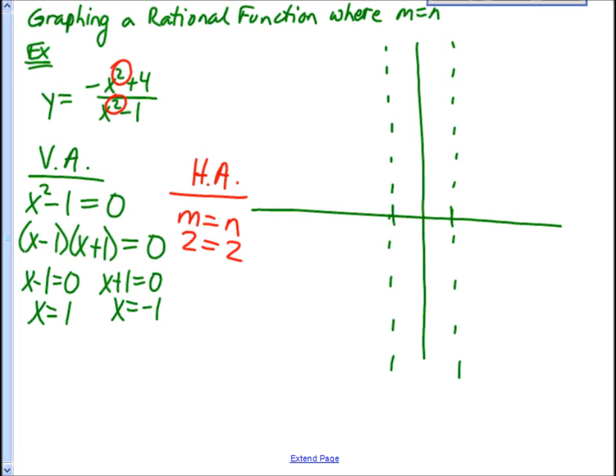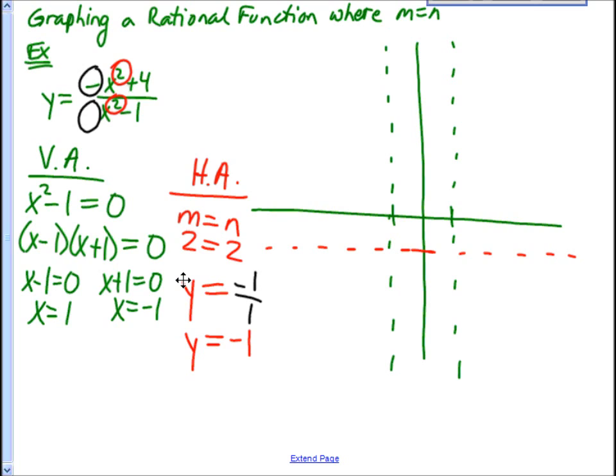Here we go, let's see what it is. y equals, what's the leading coefficient? Negative 1 over positive 1. So y equals negative 1 is our horizontal asymptote. Let's put that on there. See it right there? y equals negative 1. So if the degrees are the same, take the leading coefficients, and that's going to be your horizontal asymptote.